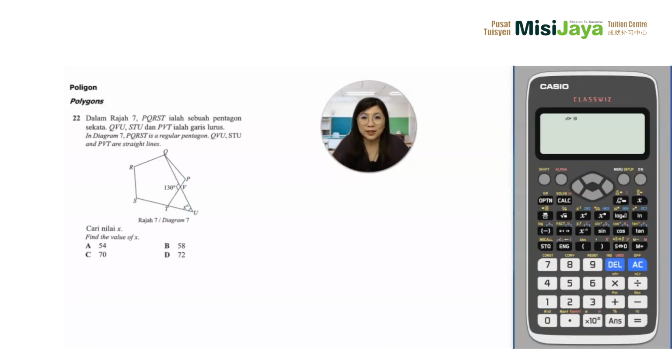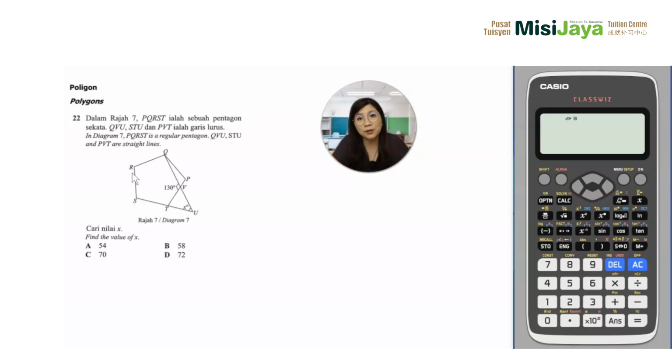Let's look at question number 22. This is on polygons. For this question, they give you a pentagon, PQRST, and QVU, STU, and PVT are straight lines. We can see that this pentagon has 5 sides. When it comes to polygons, you need to know the formula to find the sum of angles in a polygon and how to find each interior angle of the polygon.